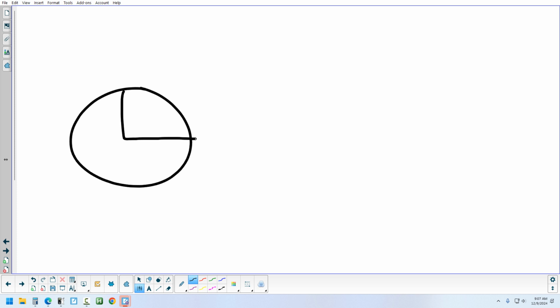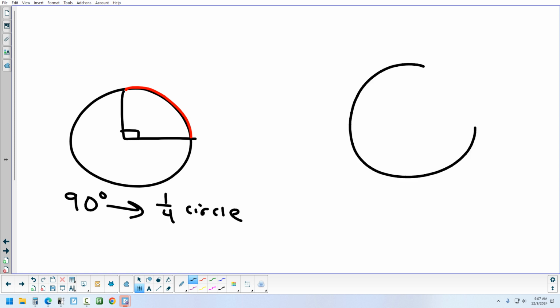So if we look at that, how much is that angle? 90 degrees. And how much of the circle does the arc created by that angle take up? A quarter. So a 90-degree angle creates an arc that takes up a quarter of the circle. All right. So now, let's draw that angle. Now we have this arc.